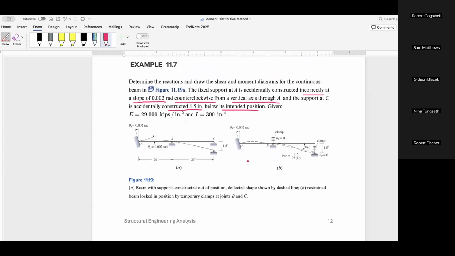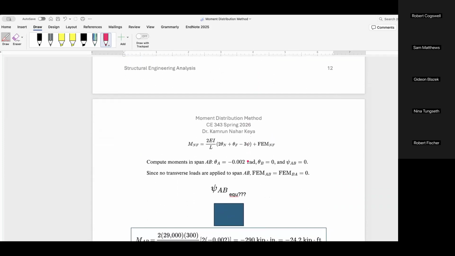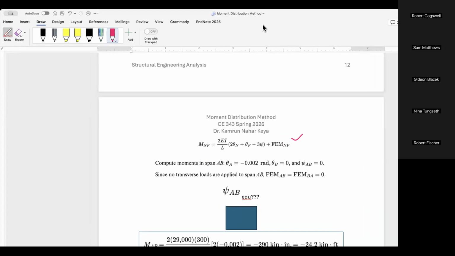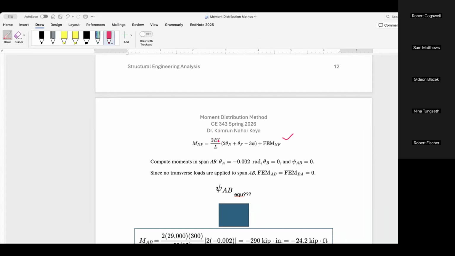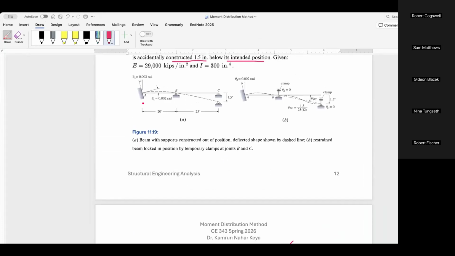Okay. So what we have to do, we are going to use that general moment equation from the previous class. Remember that equation, 2EI by L, this one we are saying 2 theta A, then theta B minus 3 psi and FEM for the AB part. So here, if we have a fixed end, normally we consider that theta A equals 0, but here it's already given that it's 0.002 radian.